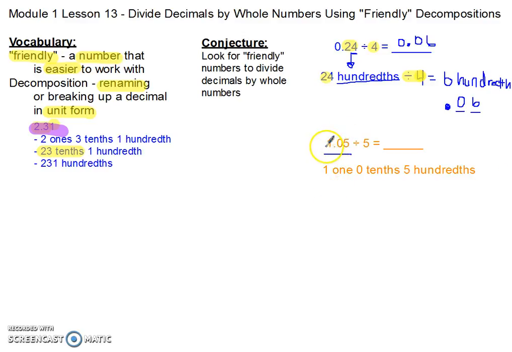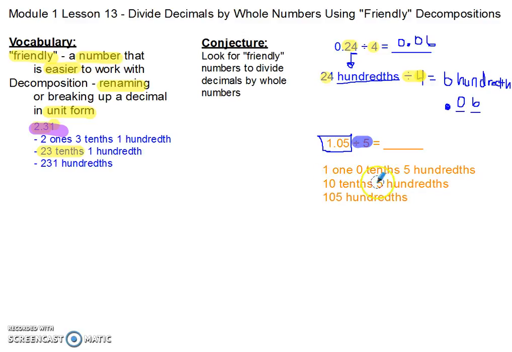Next, I would want to leave out the ones and go to the tenths. So I would have 10 tenths and 5 hundredths. And finally, I would look at my whole number to the hundredth spot, and that would be 105 hundredths. Now I take a look at these 3 decompositions and I ask myself, which one is the easiest to divide by 5? I have 1, 0, and 5. This 5 is pretty easy, but this 1 over here would be pretty difficult, and I want something easy.